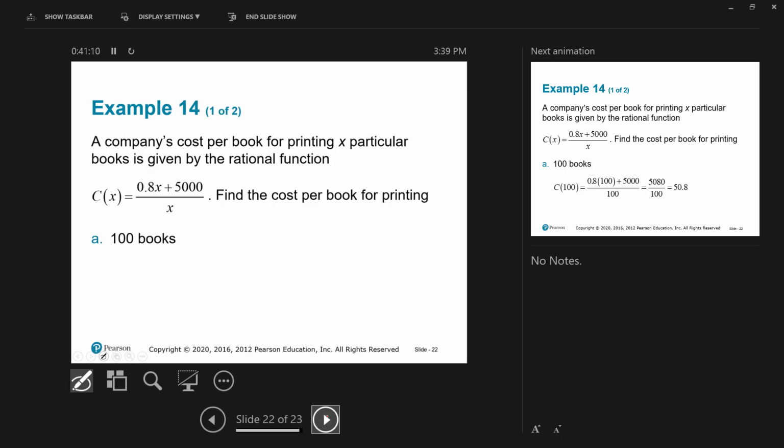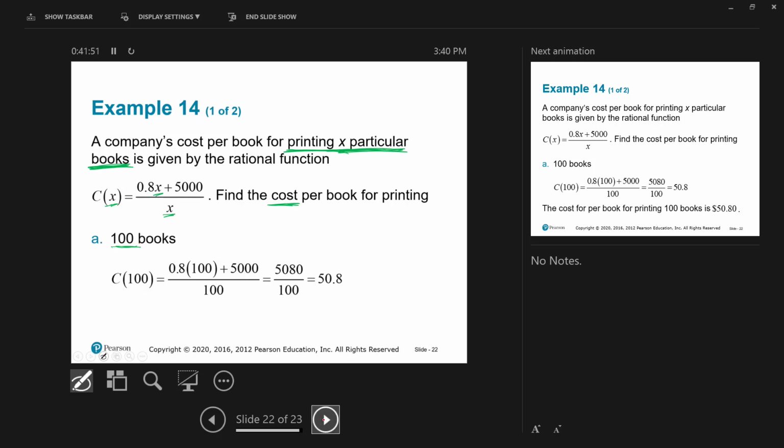One last thing. Let's look at some stories, shall I say. Now, they tell me a company's cost per book for printing x particular books is given by that rational function. One of the key things that you have to understand is you need to know what the x stands for, right? Well, they tell you x is for printing x particular books. So x represents books, doesn't it? And they want to know what is the cost for 100 books.